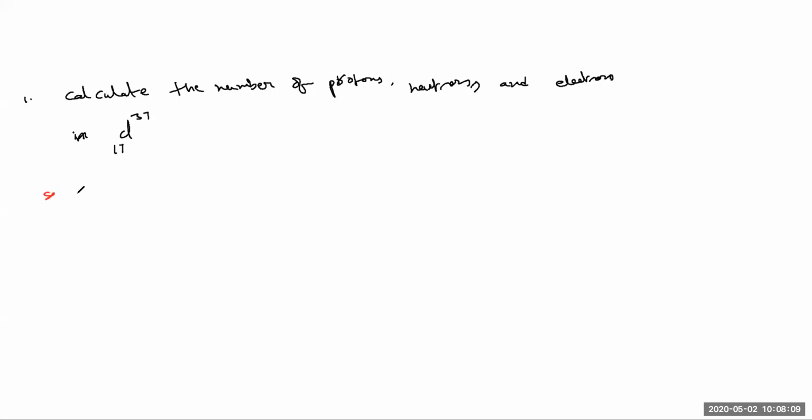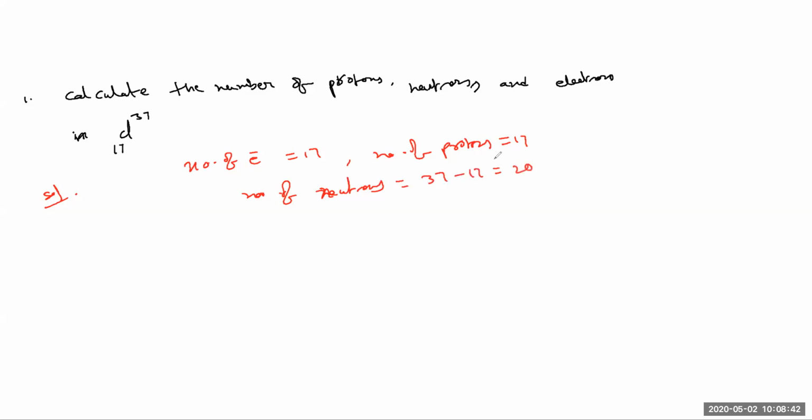So, 17 protons, 17 electrons, and 20 neutrons. Very good. Number of electrons is equal to 17. Protons is also the atomic number, so number of protons is equal to 17. Number of neutrons is 37 minus 17, that is 20.